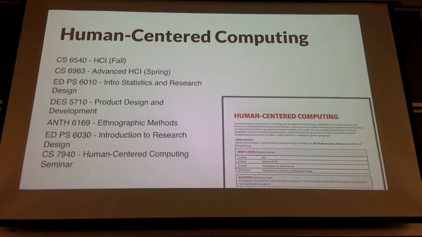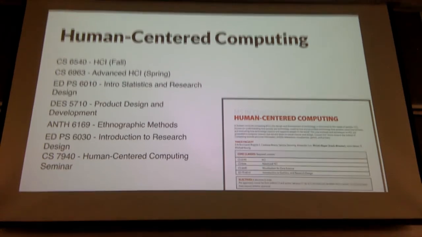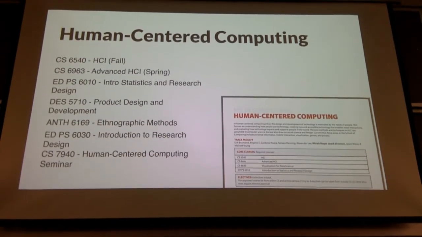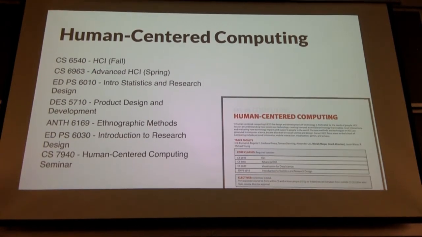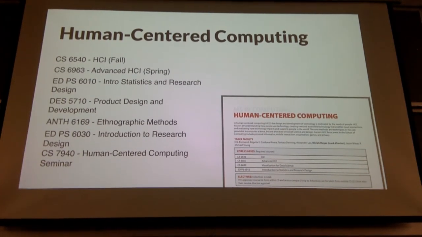Here are some other courses that might be interesting. There is CS6540 HCI, which is offered in the fall. Then there's an advanced HCI class, which is mostly a methods class, like how do we do qualitative research, how do we do quantitative research, and so on. And then these other classes are all relevant for the newish human-centered computing track: Intro to Statistics and Research Design, Product Design and Development, Ethnographic Methods, Introduction to Research Design, Human-Centered Computing Seminar, and so on. This particular track has a lot of interdisciplinarity built in, so you can take courses for credit from other departments more than in most other tracks.